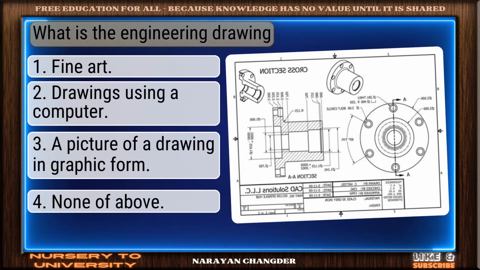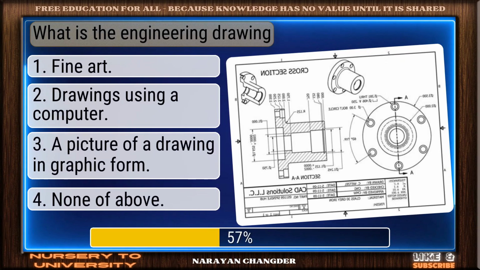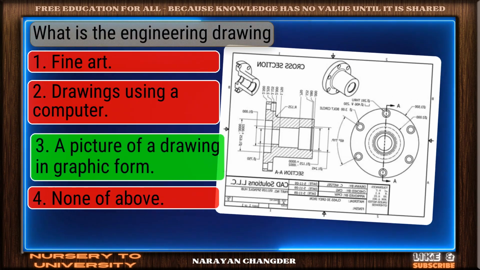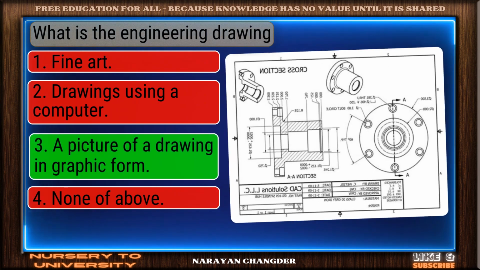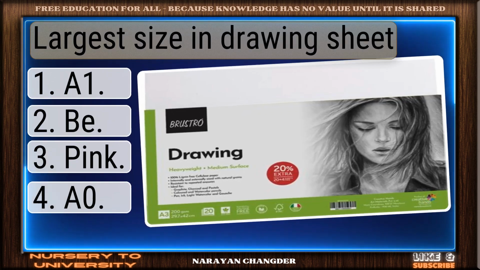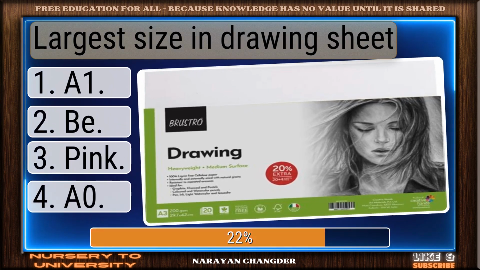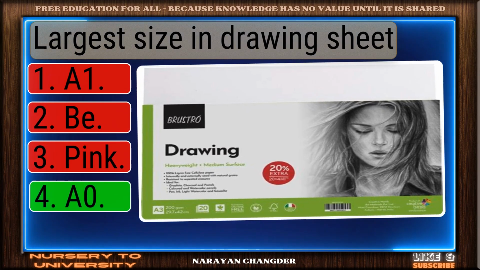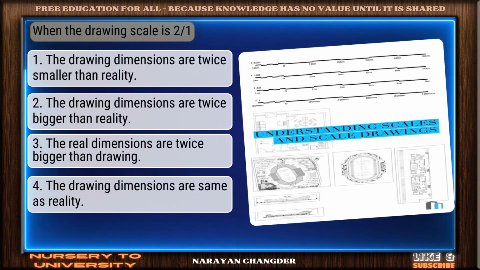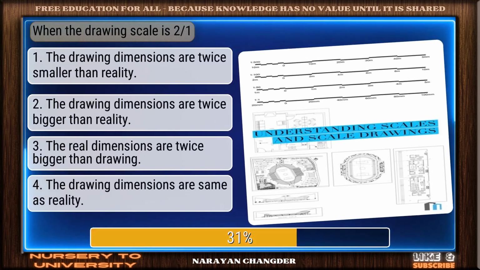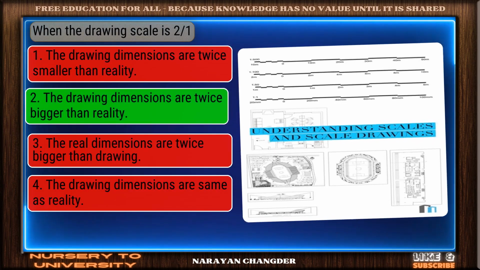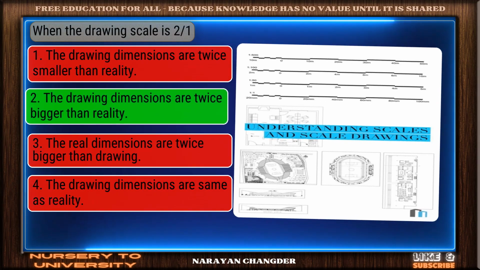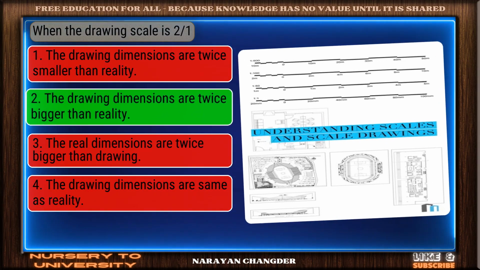What is the engineering drawing? Correct response. A picture of a drawing in graphic form is the most accurate answer. Largest size in drawing sheet. You got it. Your choice, A0, is right. When the drawing scale is 2/1. Valid point. The drawing dimensions are twice bigger than reality is true.